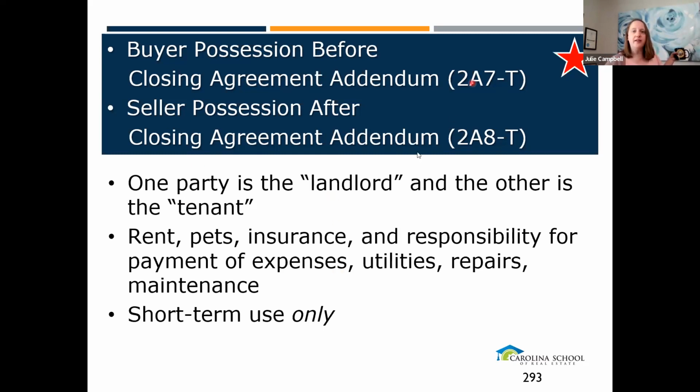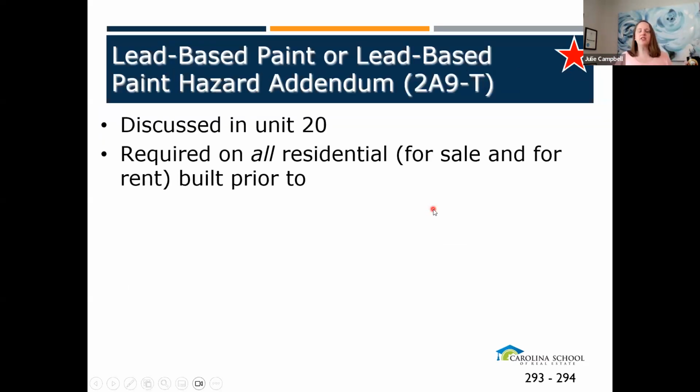Another commonly used addenda we see, or addendum, I'm getting us backwards today, is our lead-based paint hazard addendum. We talked about this back in Unit 20. And we have this addendum. There's a for sale version and there's a for rent version. So we're identifying to buyers and tenants if the home was built prior to what year?